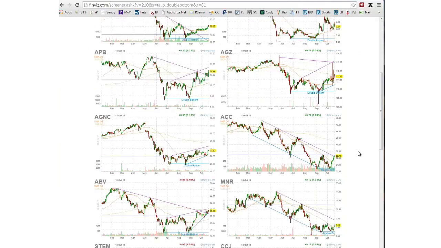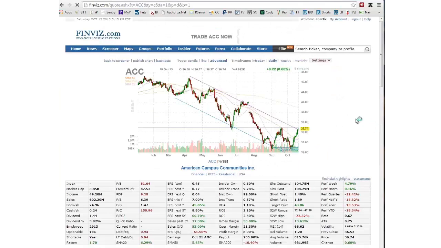In fact, it's one I may end up trading on after I do the seminar. And it's this stock right here, ACC, which is American Campus Communities. It is a REIT, which is a real estate investment trust. They usually carry a dividend. This one carries about a 4% dividend.